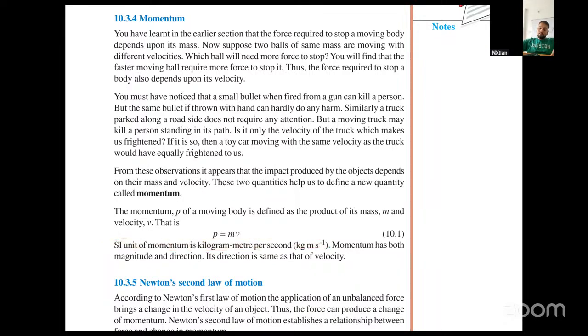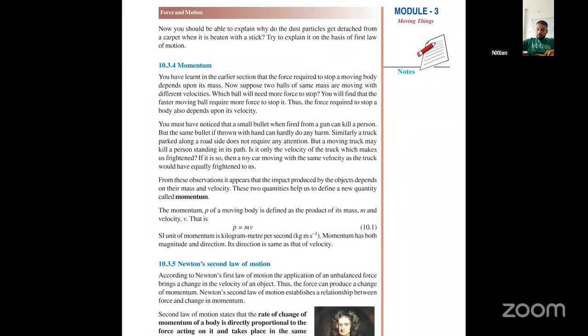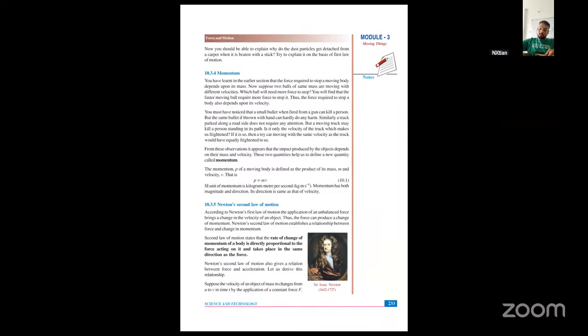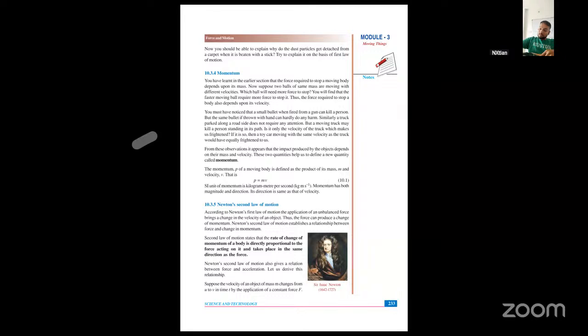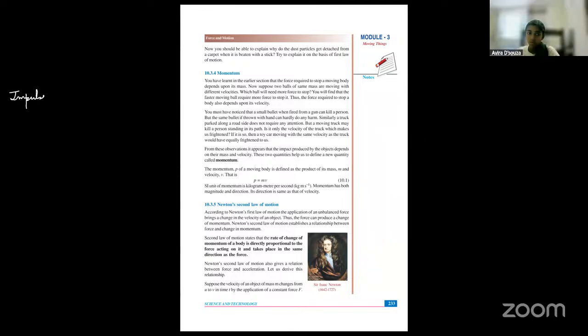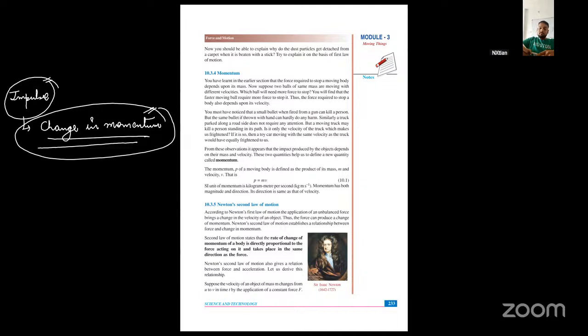Okay, so now we will learn a new term which is not in your book. That is called impulse. Everyone, please pay attention on the board. Impulse is basically called the change in momentum. Impulse is called what? Change in momentum.